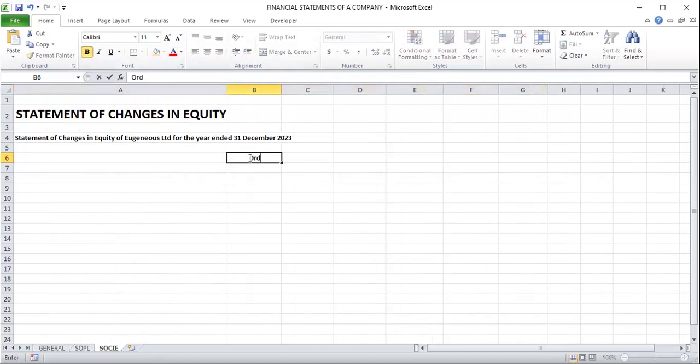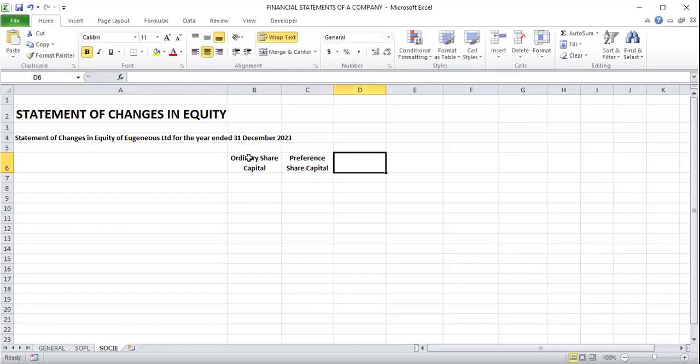Ordinary share capital. Right. Our share capital in a company can be divided into ordinary share capital and preference share capital. But at a later stage, we shall learn on a situation whereby preference share capital is not part of equity. So if it's a liability, it won't feature in our statement of changes in equity. Right. Then we'll have retained earnings.